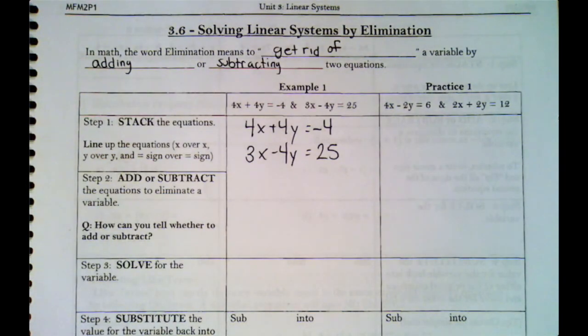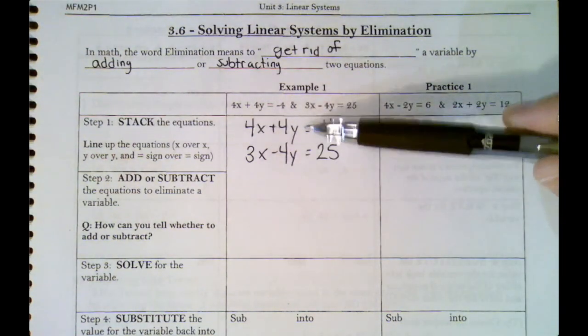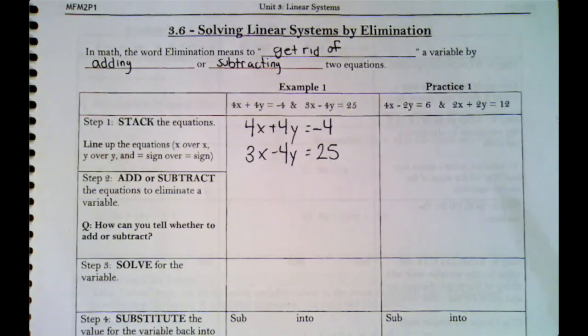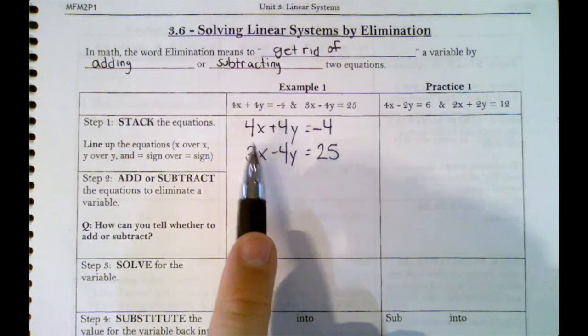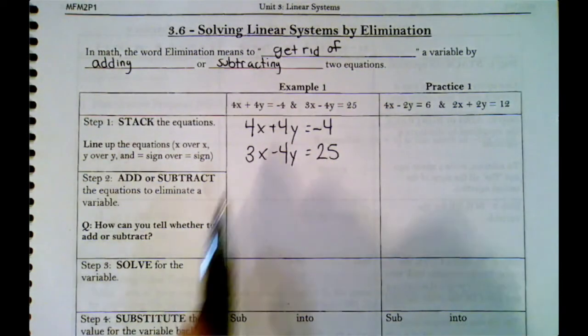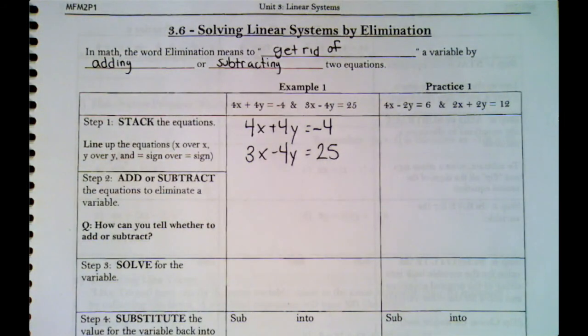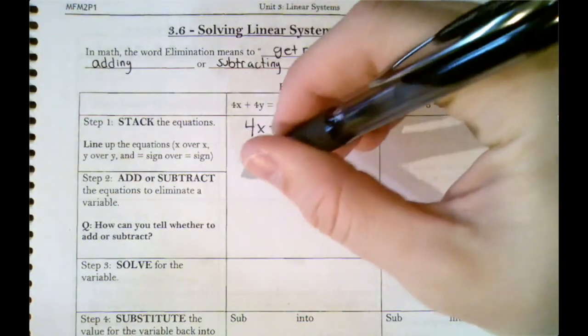First step is we want to line everything up. So x's over x's, y's over y's, sign over sign, and number over number. And if you can do that, it doesn't necessarily have to be in that order, it just has to be lined up so they have to match x's, y's, equals, and numbers. So it could be y's, x's, numbers, then equals. It doesn't matter as long as it's the same for both equations. So that's the stack step.